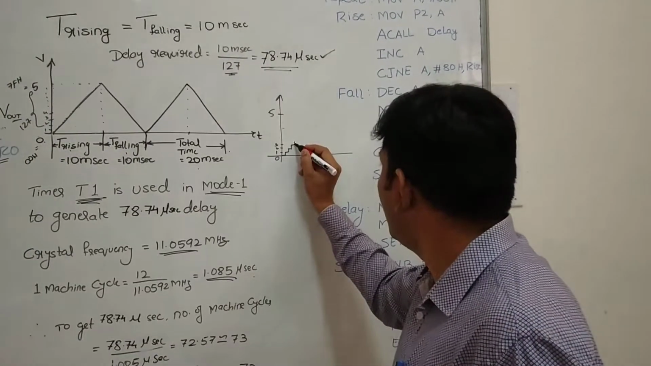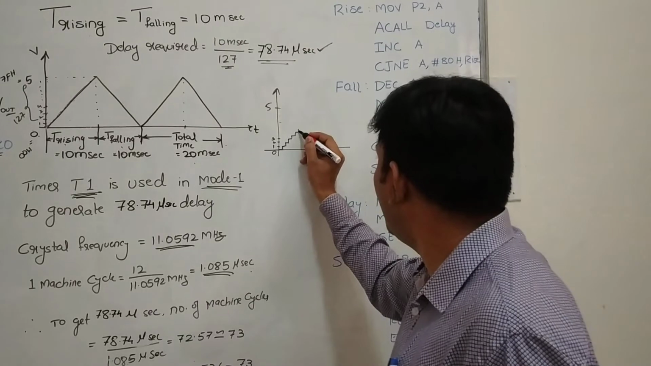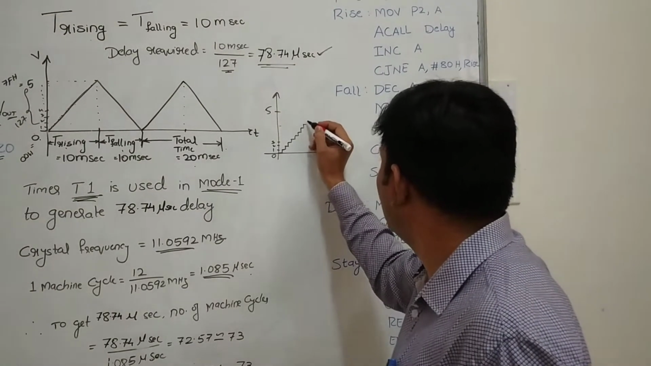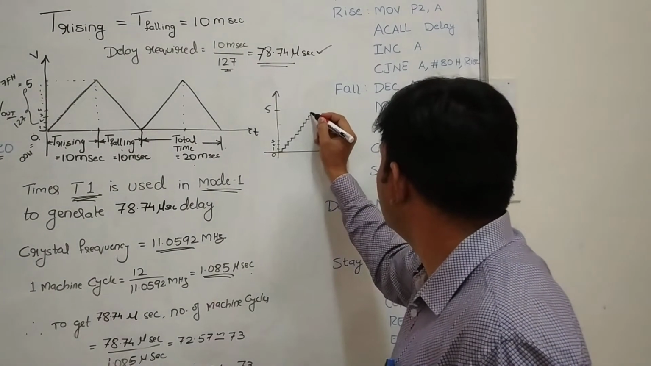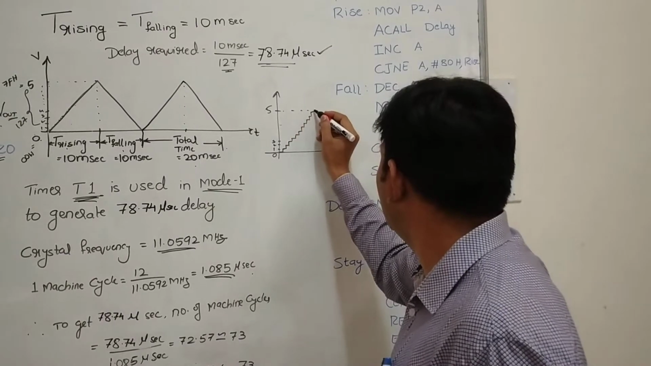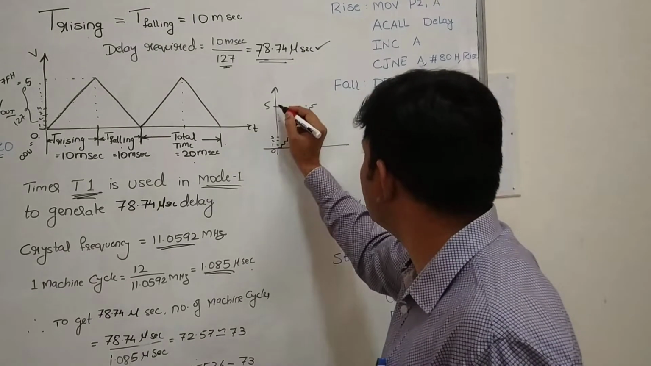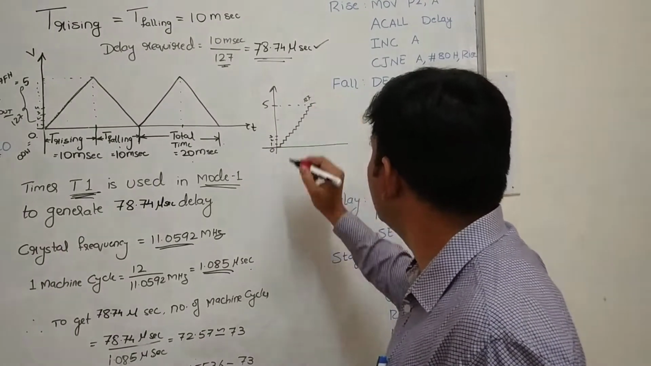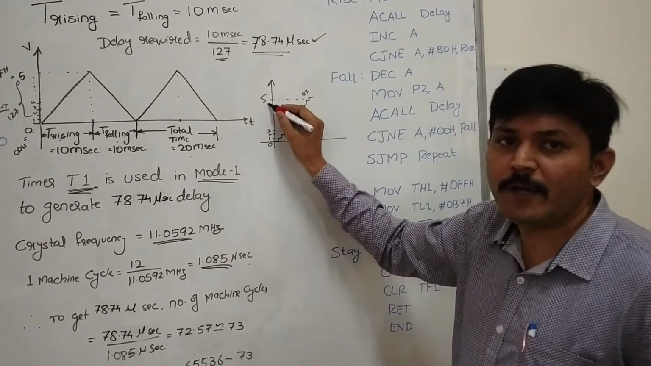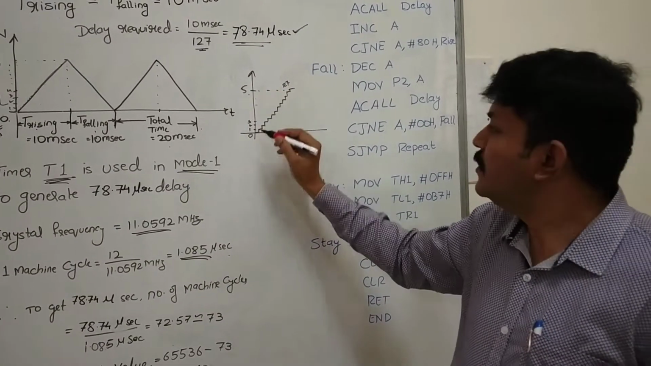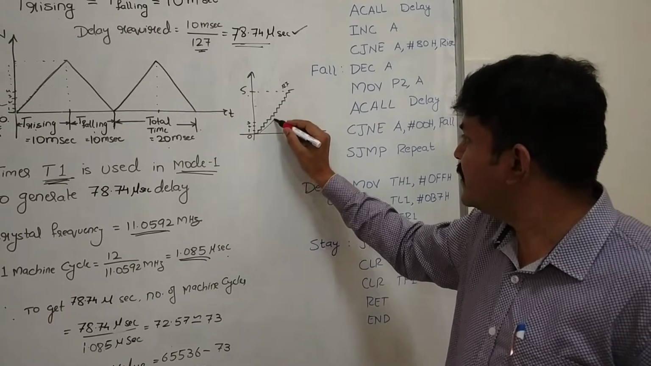Like this I go on continuing until it is 127, giving me a voltage value of 5 volts. This is what I'll do for the rising edge.